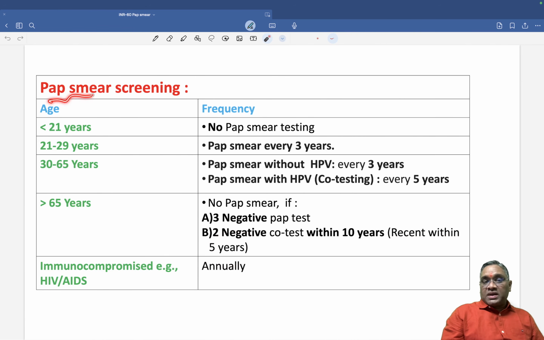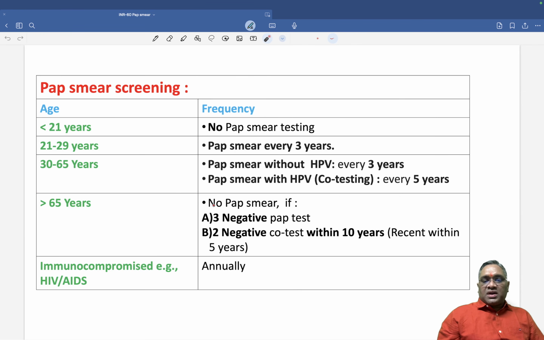So these are the pap smear screening rules. Age less than 21 years, no screening. 21 to 29 years, every 3 years. 30 to 65 years, every 3 years. But co-testing is every 5 years. Co-testing is every 5 years.